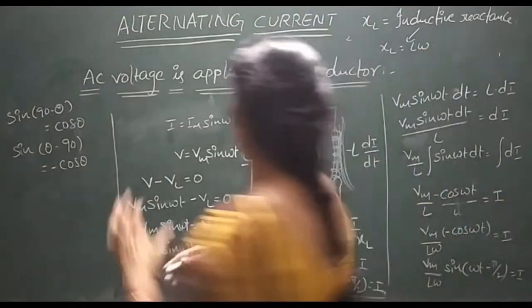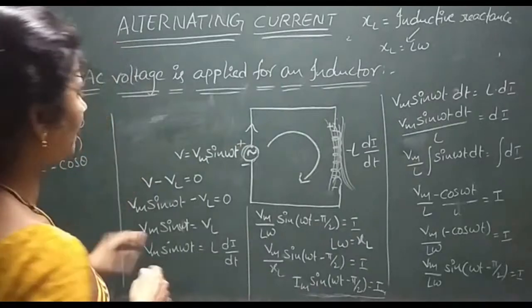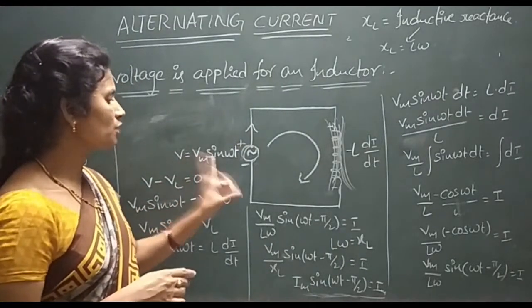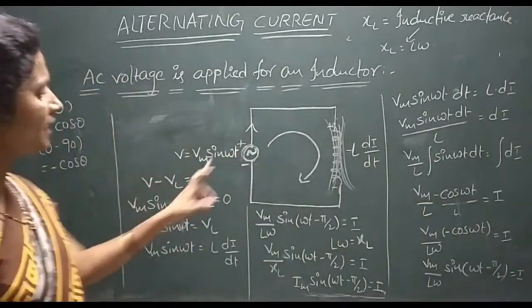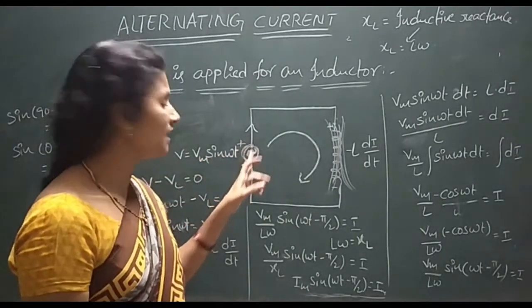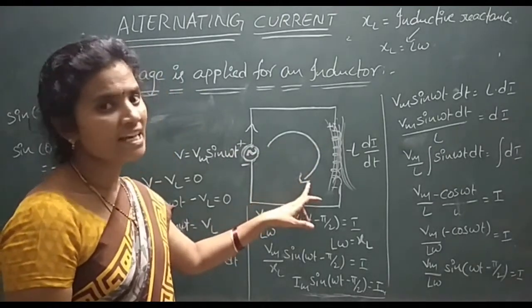So here, when the AC voltage is applied to an inductor, V is equal to Vm sin omega t. This is the AC voltage. This is the positive terminal and this is the negative terminal, and the direction of the current is in this direction.